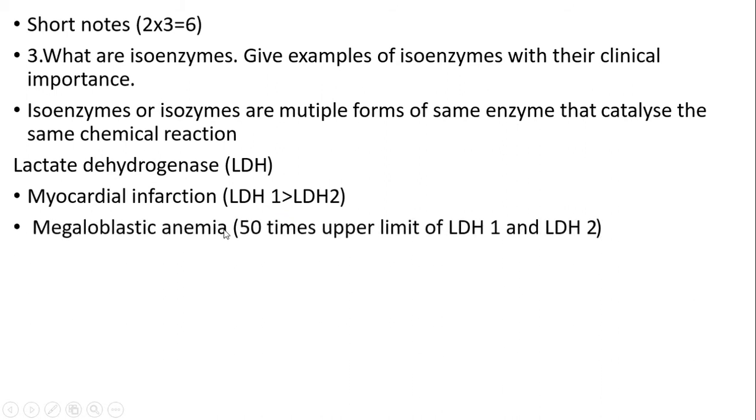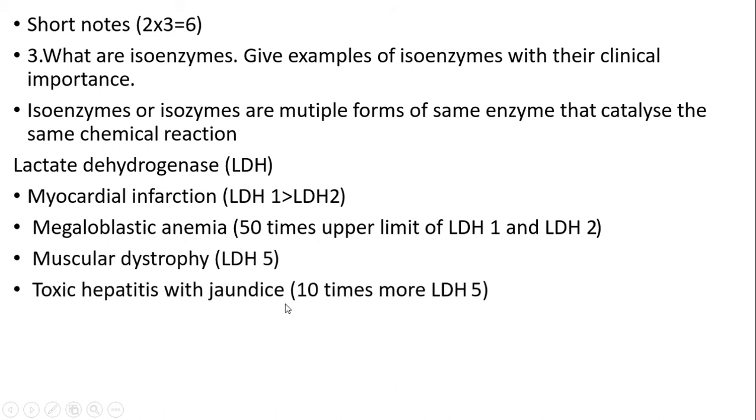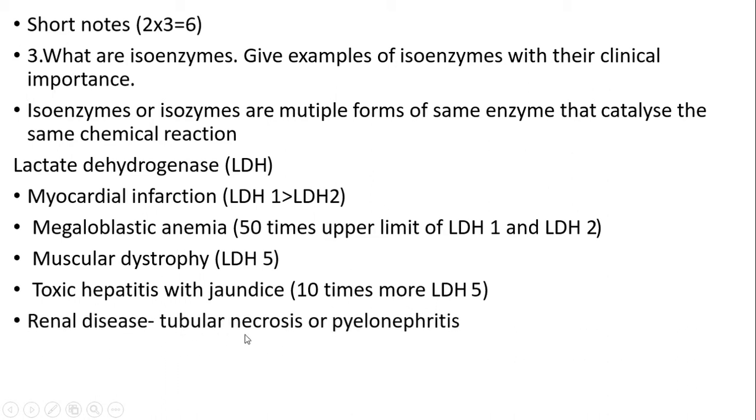Megaloblastic anemia, 50 times upper limit of LDH1 and LDH2. Muscular dystrophy, LDH5. And toxic hepatitis with jaundice, 10 times more than LDH5. Renal disease, that is tubular necrosis or pyelonephritis, and pulmonary embolism.